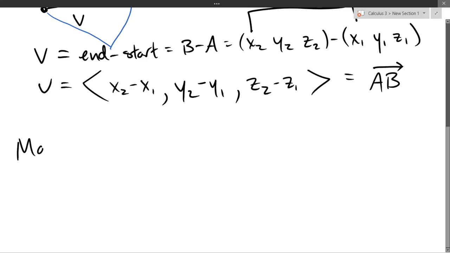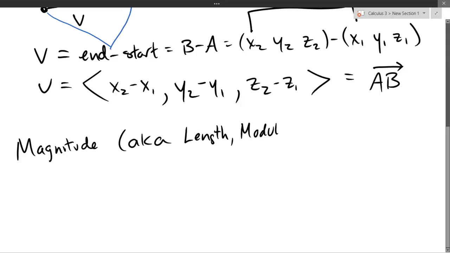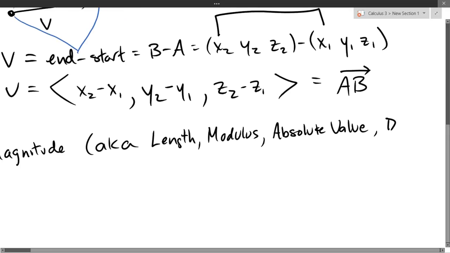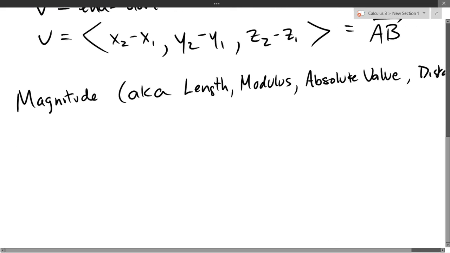Magnitude. Magnitude has a lot of other names. We can call it length. We can call it modulus, which is usually for complex numbers, but you might see it here. You could think of it as absolute value. There's probably another word I'm not thinking about. Distance. Yeah, distance between the first and last, start and end. Distance will work. So those are other names for it. You'll definitely see length at different times.